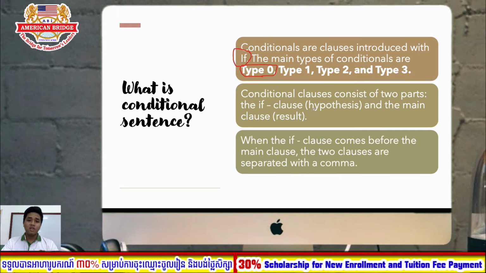If we look at the structure of the conditional clauses, all of those consist of two parts. The first part we call the if clause or the hypothesis, or we can say the prediction or the assumption, which is the if clause. And then we have the main clause, which is the result clause, also the result of our hypothesis. The rule of using a comma here: when the if clause comes before the main clause, the two clauses are separated with a comma. So you will see these in the actual sentences in the next slide.